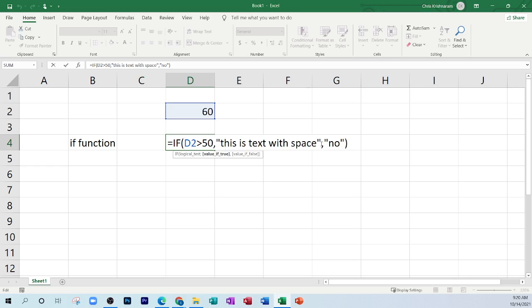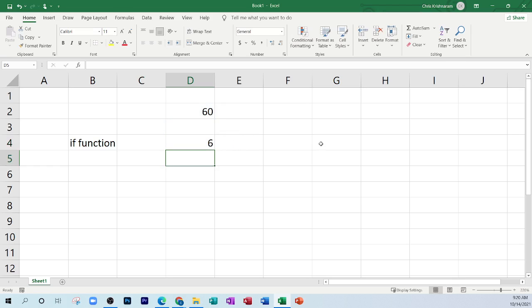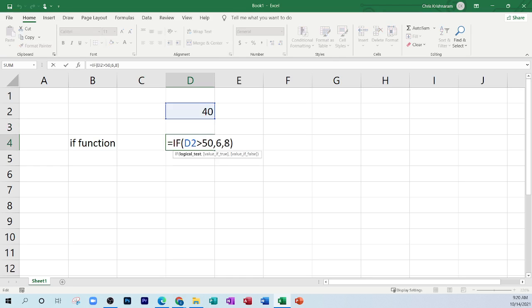Let's see. Now we could also put numbers if we want. Let's see. If it is true, put the number 6. If it is false, put the number 8. So it is true, so we got the number 6. And if it is false, we'll get the number 8. So notice for the numbers, we didn't need to put them in the quotation marks.